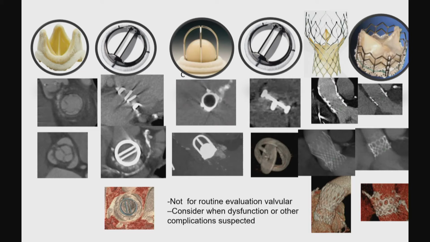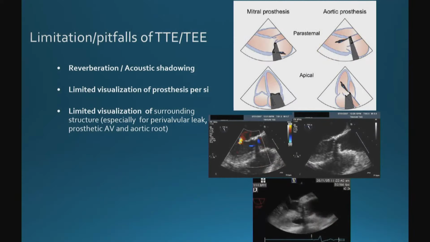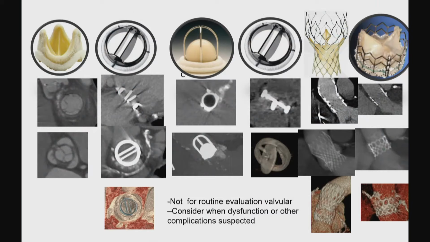So there we go. This is how different types of prosthetic valve look like in CT. On the left-hand side, you have biological valve, mechanical bileaflet, ball and cage. Again, this was a mistake. It's supposed to be a single disc Medtronic. You have a balloon expandable and a self-expandable TAVR, and then balloon expandable TAVR.